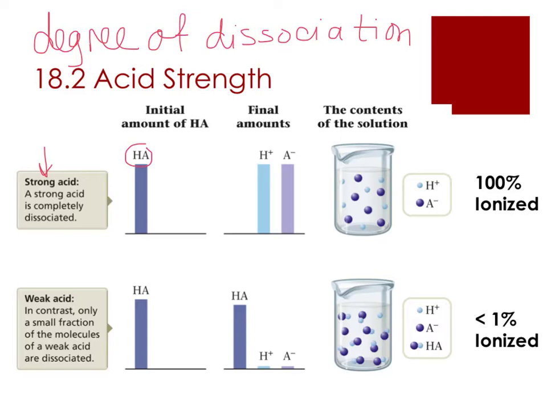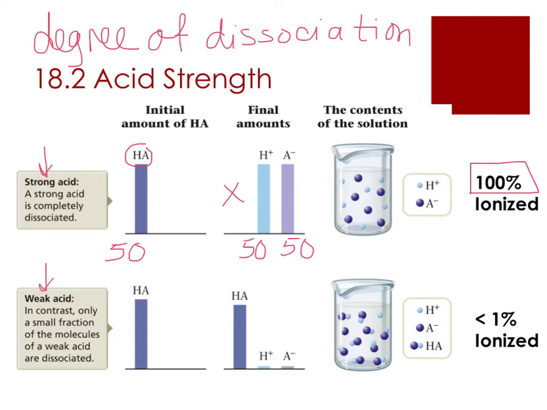So let's say I put 50 molecules of HA in water, and I'm making these numbers up. Every single one of those HA molecules will dissociate to give us 50 H pluses and 50 A minuses, leaving us with 0 undissociated HA molecules. This strong acid has 100% dissociated, or 100% ionized.